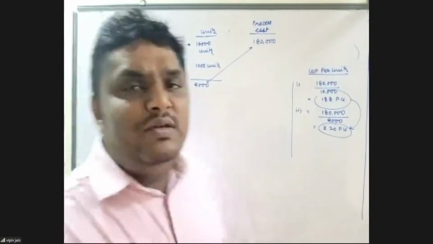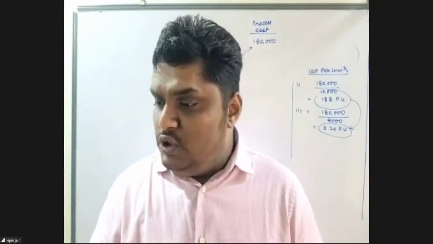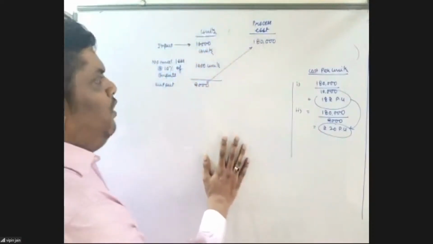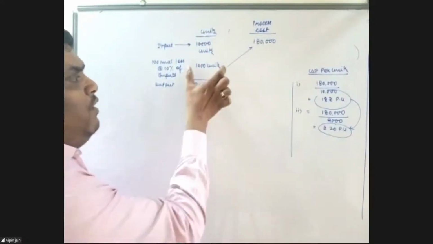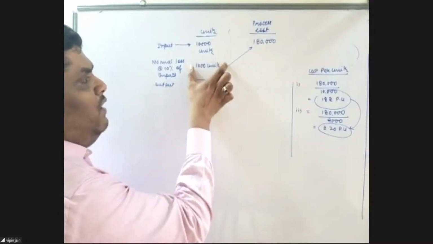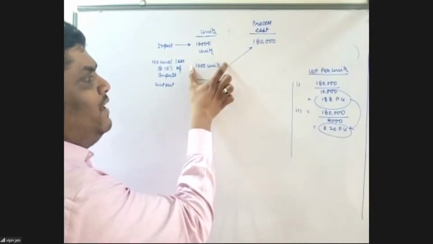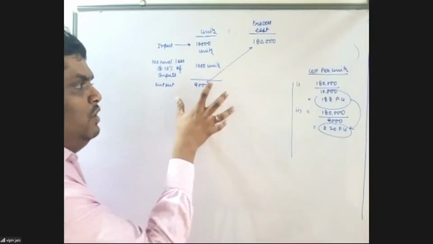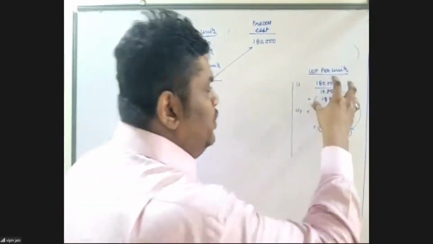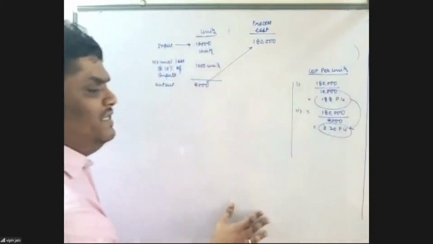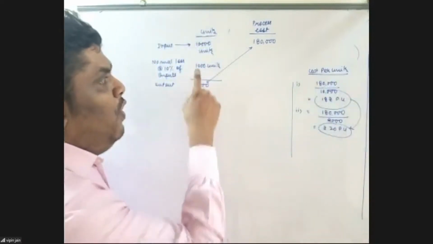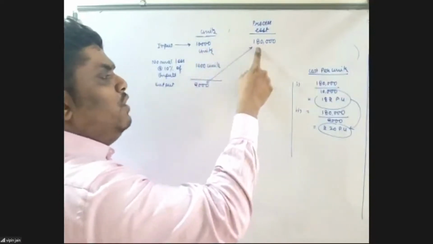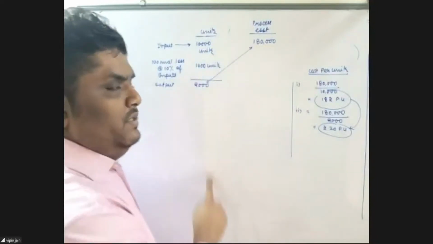If you guys have any doubts in this part, you can please post your queries. I repeat again, when talking about the treatment of normal loss, the cost of the normal loss is to be absorbed by good units, that is the output. So that is the reason why, due to normal loss, the product cost is inflated. Because वो cost जो 10,000 units absorb कर रहा था, now the same cost is absorbed by 9,000 units.